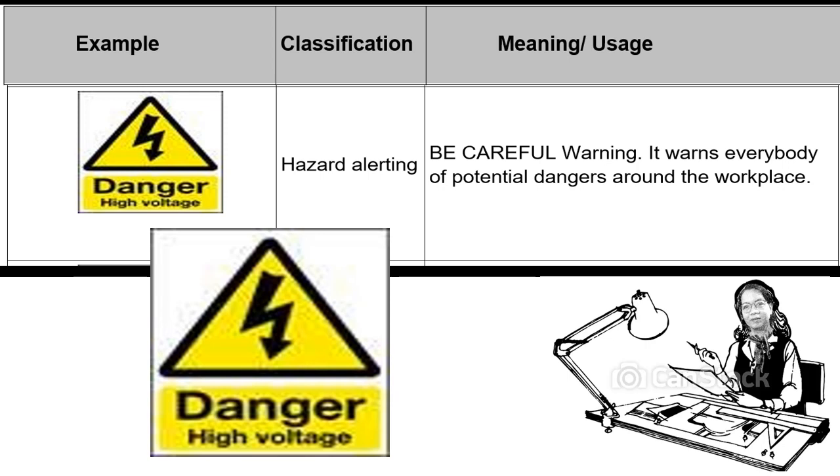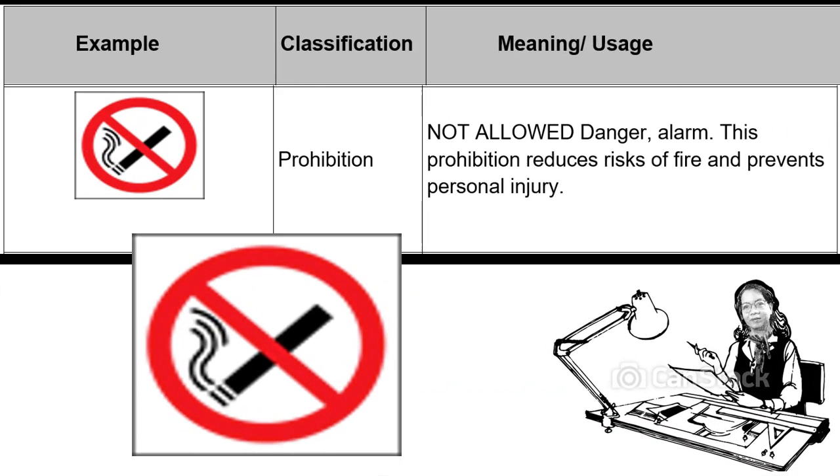Hazard alerting. Be careful warning. It warns everybody of potential dangers around the workplace. Prohibition. Not allowed, danger alarm. This prohibition reduces risks of fire and prevents personal injury.